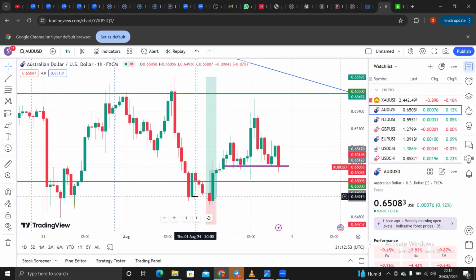Once it takes away this, then we can draw a new trend line. This is our trend line. We're looking for a trend line to connect. So once it takes away these two, it should be going downward. So what to do now is to watch this place.